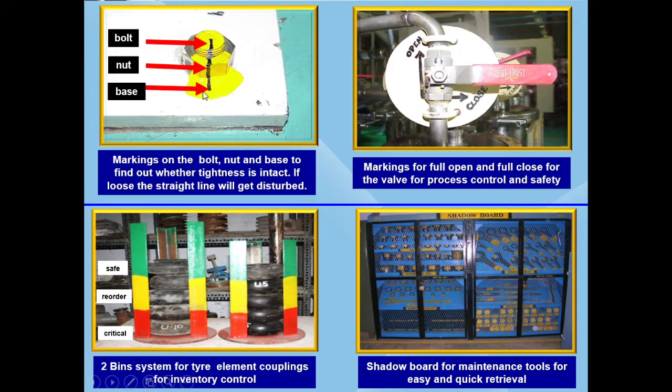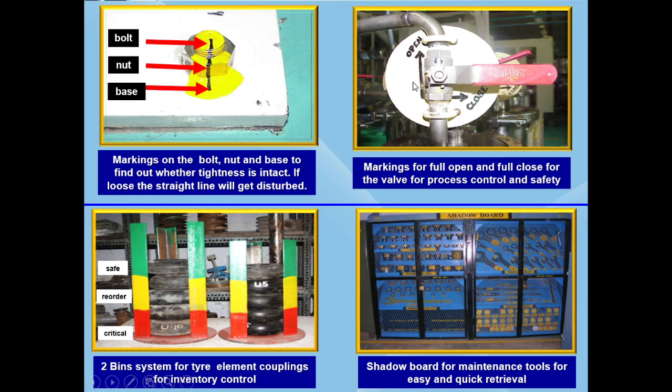Here at the left hand side top we see the bolt, nut and base. Bolt, nut and base are marked with yellow paint and a thin black line. If the nut and bolt get loosened, the straight black line will get disturbed, indicating that the bolt and nut got loosened. The operator with the help of the fitter will tighten them, analyze the cause for loosening and take corrective actions. So this is very important visual management which will help the factory people.